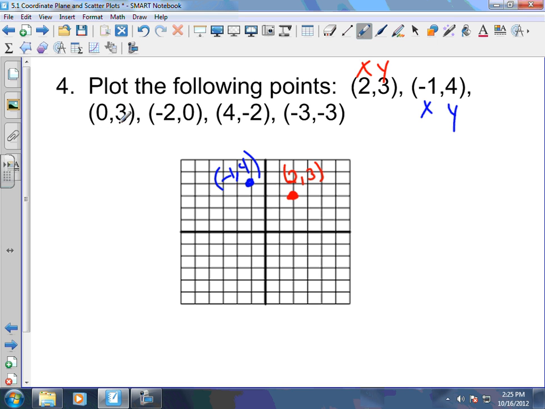Let's go to, I'm sorry, 0, 3. Let's go to 0, 3, x value, y value. So if my x is 0, I don't go anywhere. All I have to do is go up 3. This is 0, 3. Okay? Negative 2, 0. I go over to negative 2. I don't go anywhere because my y value is 0. That's negative 2, 0.